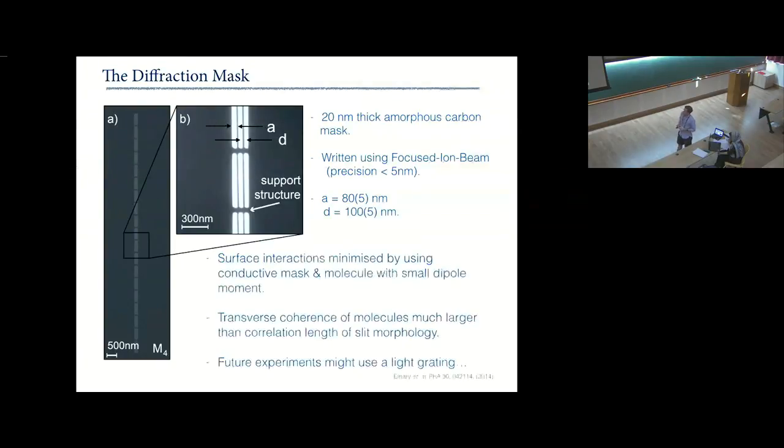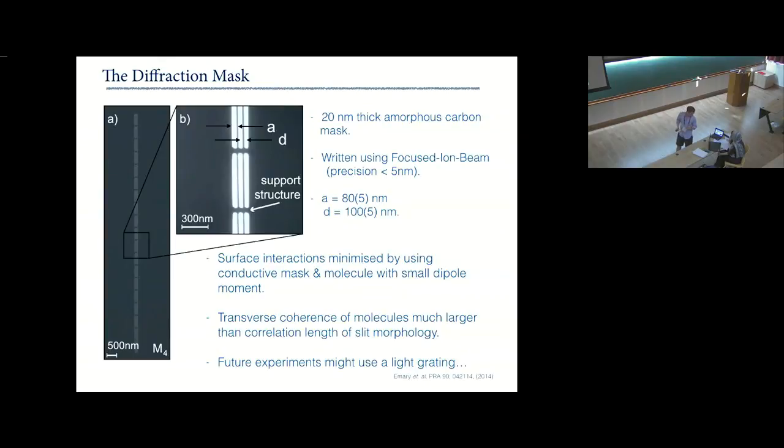So you might be worried about surface interactions, and certainly we're going to have surface interactions in this experiment. But they only really become a problem if the edges of the slits are corrugated. So we deliberately chose thalassine because it doesn't have a very large dipole moment. And we deliberately chose carbon because it's electrically conductive to minimize these interactions. In addition, the transverse coherence of the molecules when they arrive at the mask is much, much longer than the correlation length. So the wave function explores a region much, much larger than any roughness.